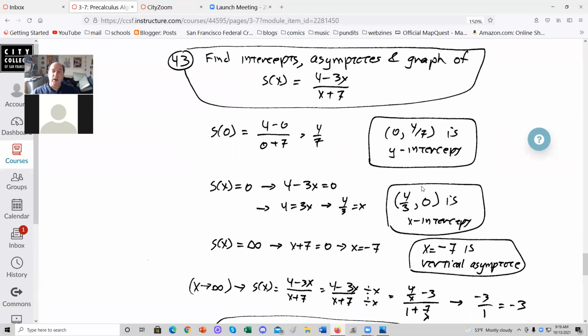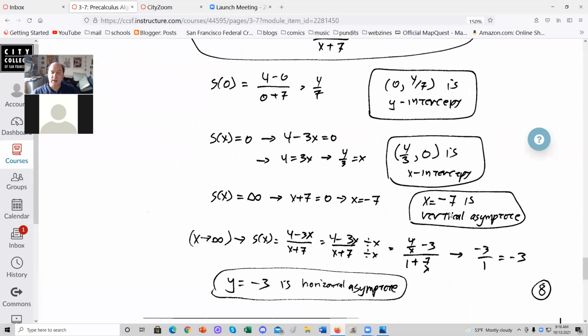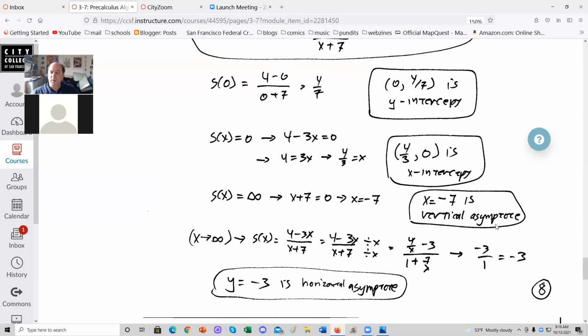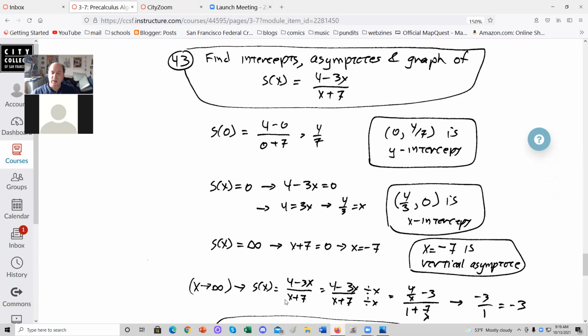For the x-intercept, the function is 0 when the numerator is 0. 4 minus 3x is 0. After a bit of algebra, x is 4/3. So 4/3 by 0 is the x-intercept. s is infinity for a vertical asymptote when the denominator x plus 7 equals 0. And that means when x is negative 7. So x is negative 7 is the vertical asymptote.